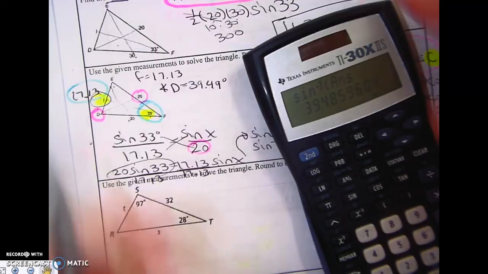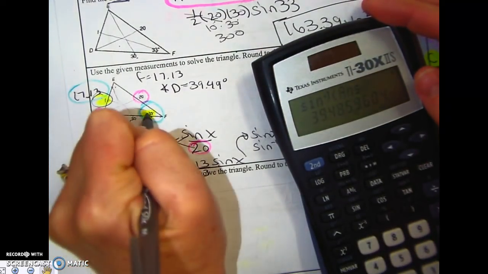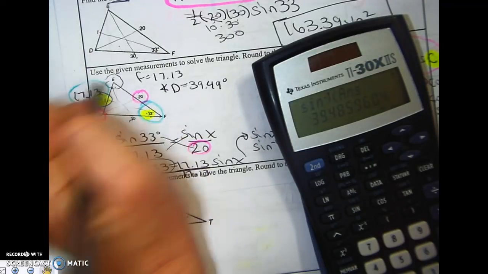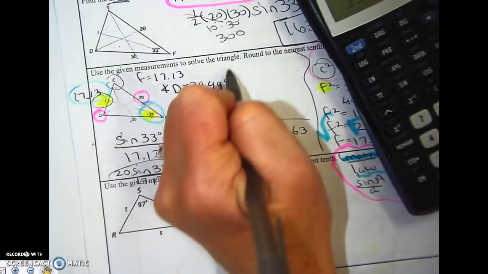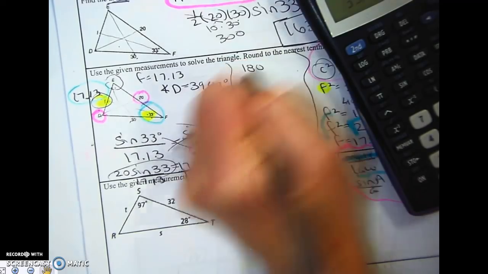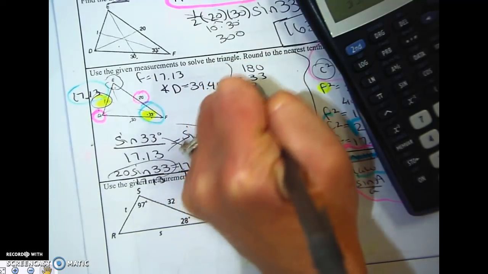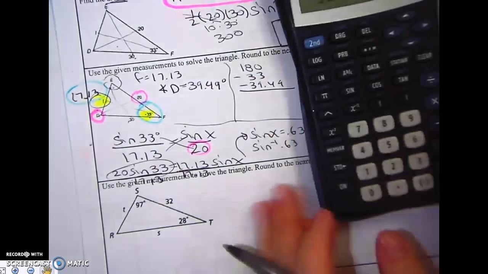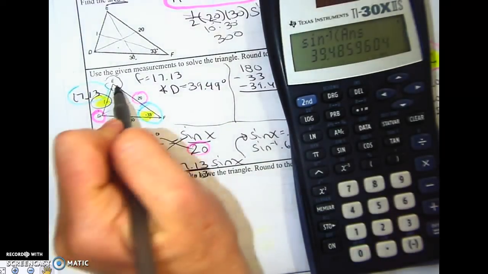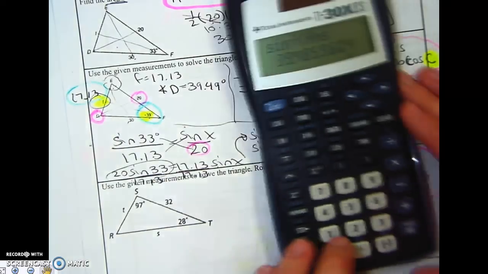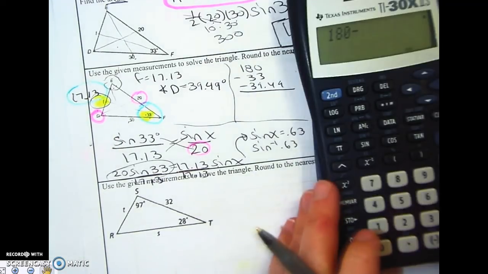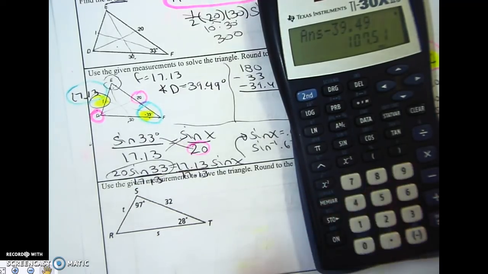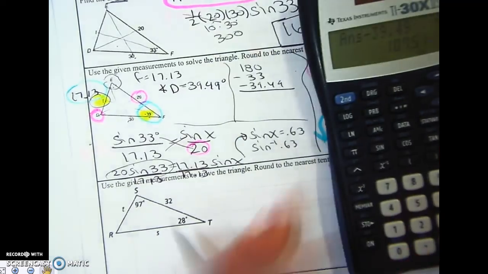So now here's the good thing. If I know the measure of this angle, and I know the measure of this angle, then I can get the measure of E. I can get E by doing 180 minus 33 minus 39.49, because there's 180 degrees in a triangle, and that'll give me the measure of angle E. So I'll go 180 minus 33 minus 39.49, and I get 107.51.